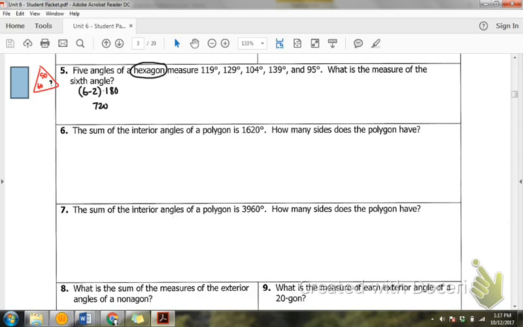X. All right. So we are all about setting up equations. X, which is the 6th angle, plus 119, plus 129, plus 104, plus 139, plus 95. All of those have to equal how much? 720. This is showing your work. And you better write this example down because you're going to have some like this. Now we get to use our calculator.